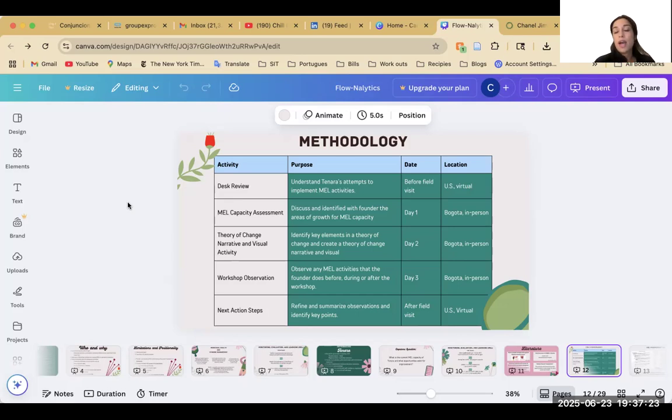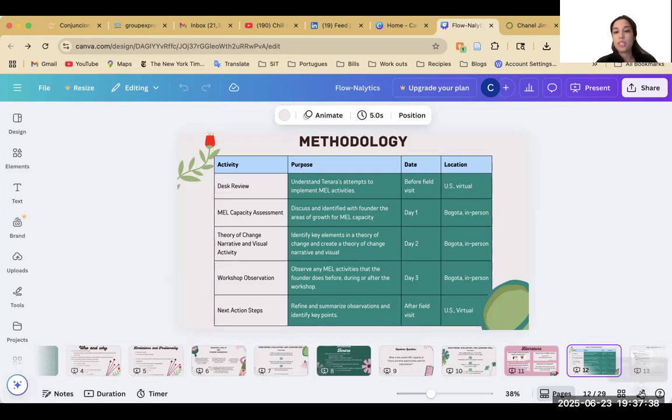Then we did a workshop. I observed a Tenara workshop, and I was specifically looking for MEL activities that the founder does before, during, and after the workshop.